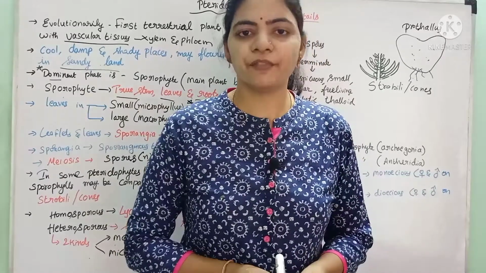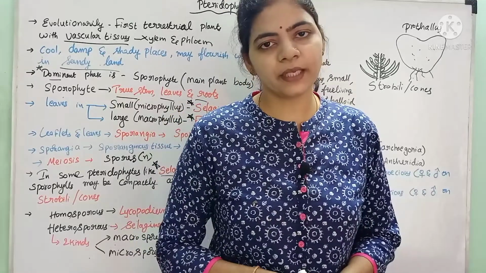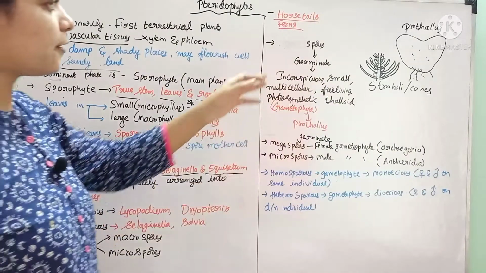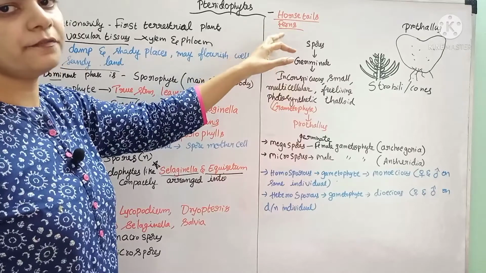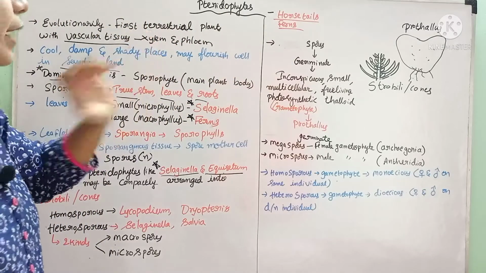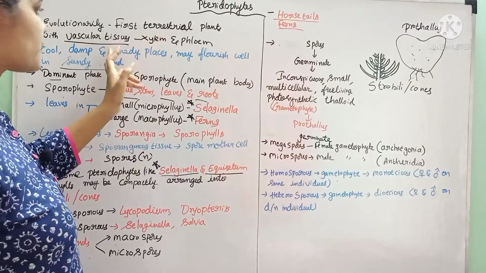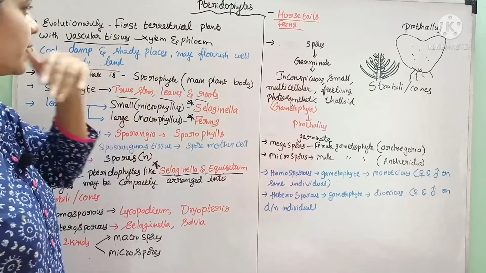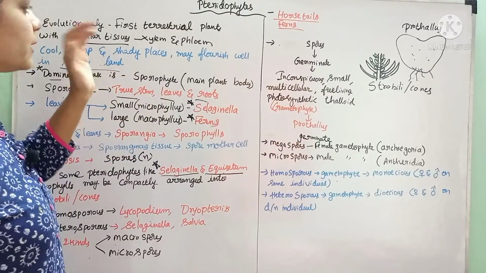In our previous video, we completed the bryophytes, and in this video, we are going to complete pteridophytes. The main examples of pteridophytes are horsetails and ferns. These plants are also seedless plants, but they have vascular tissue. In bryophytes, the vascular tissue is absent. But evolutionarily, these are the first terrestrial plants which developed vascular tissue.